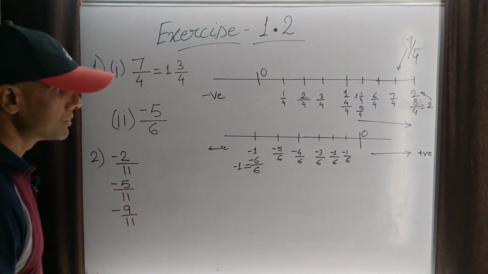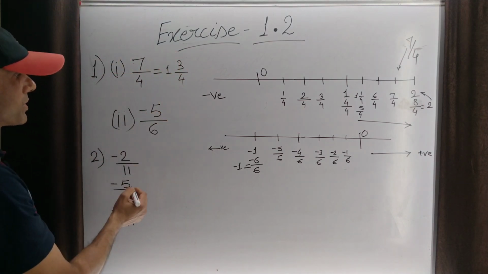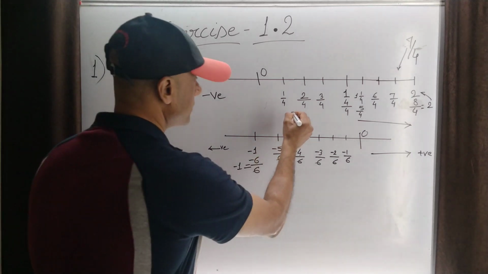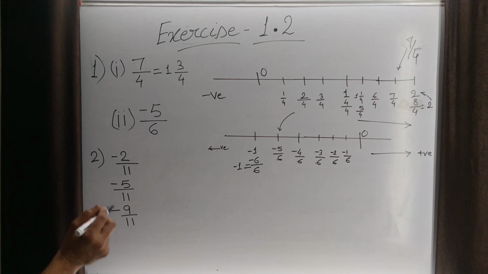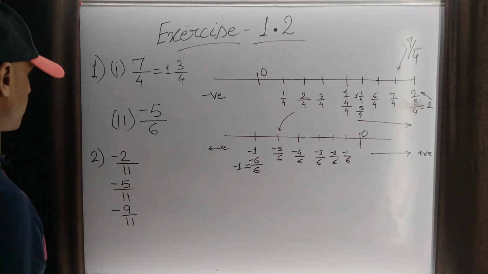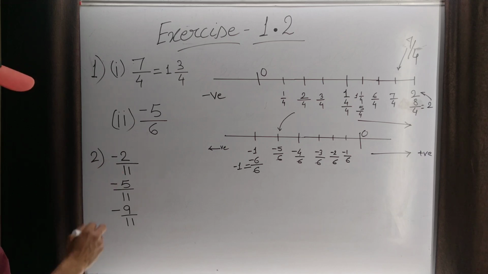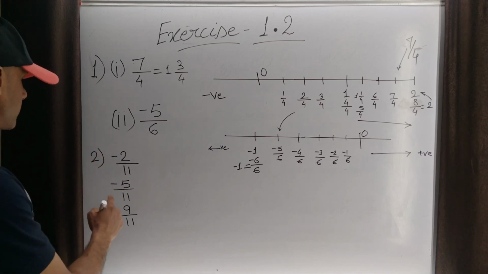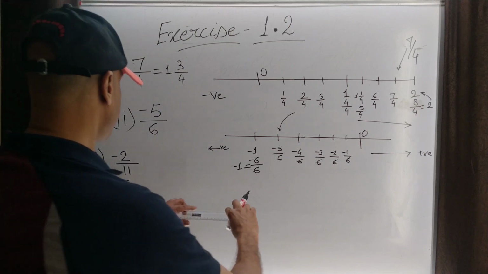Correct? So where is the location of minus 5 by 6 on this number line? It is here. Moving on. The next question is, we have to represent minus 2 by 11, minus 5 by 11, minus 9 by 11 on the number line. In the same way, we again draw a number line.